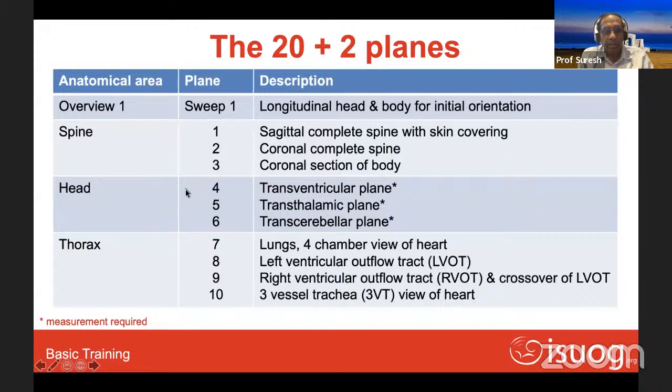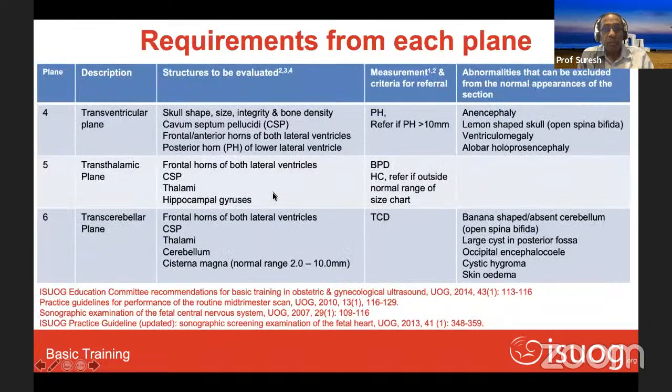So we all know about the 20+2 planes, which we discussed yesterday. In that, the head planes are planes 4, 5, and 6. Now, what are the requirements from planes 4, 5, 6, which are the head planes? Plane 4 is the transventricular plane, where we look for skull shape, skull size, integrity, and bone density, look for cavum septum pellucidum, the frontal and anterior horns of both lateral ventricles, the posterior horn of the lower lateral ventricle. I specifically say lower lateral ventricle because I will explain that as we go by.